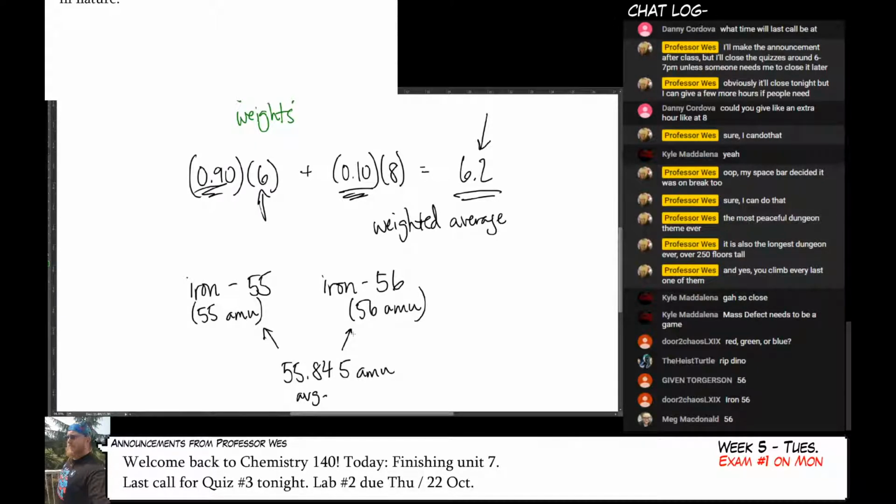So this is the premise behind how we're going to calculate weights, is that by adding all of these individual masses of isotopes and their abundance, and doing that for each species, we'll get the average mass. And the average mass is what goes on the periodic table.